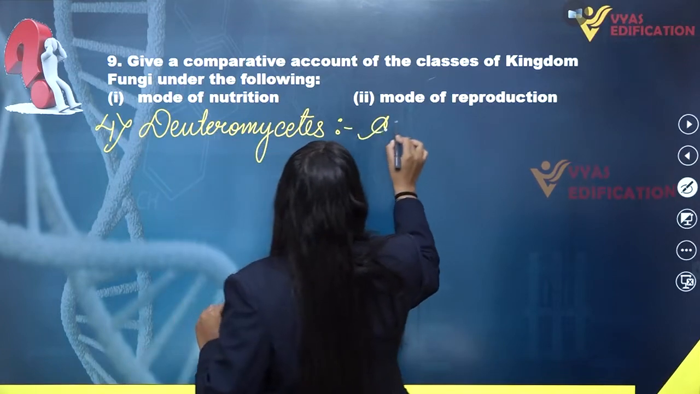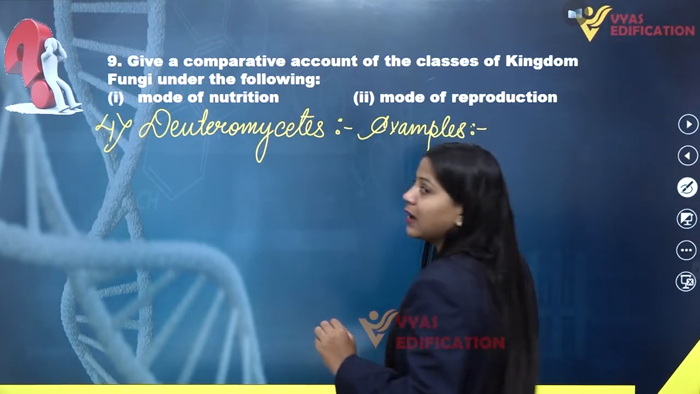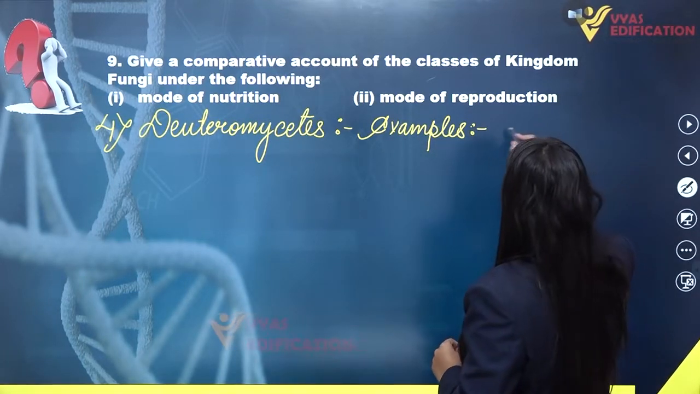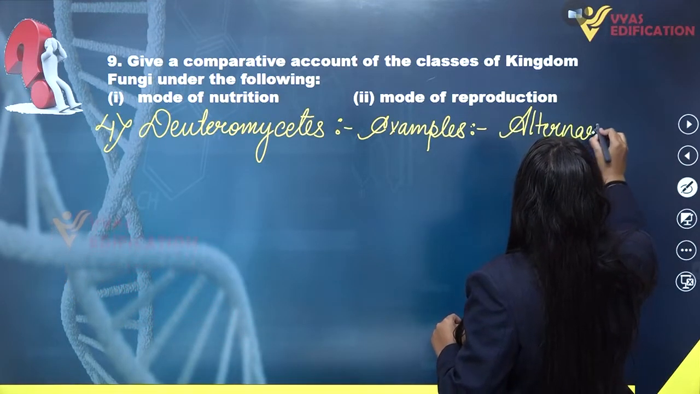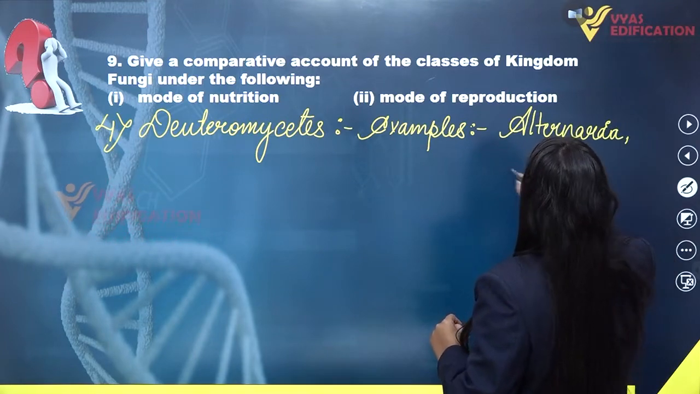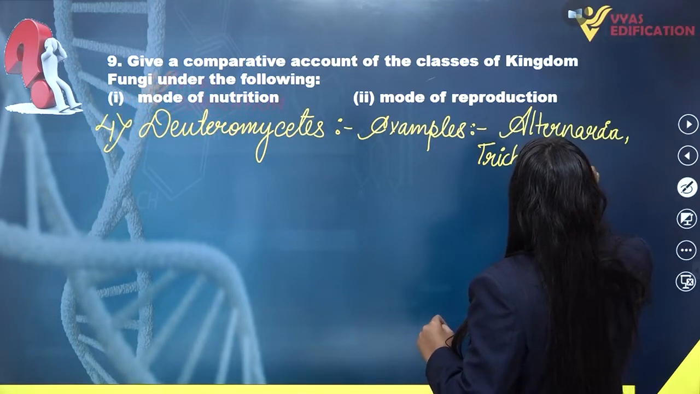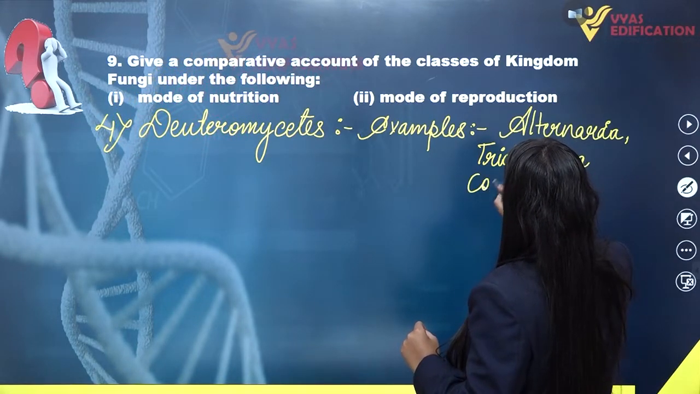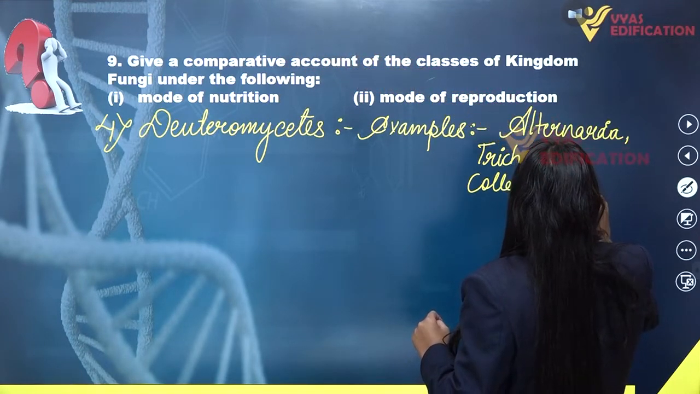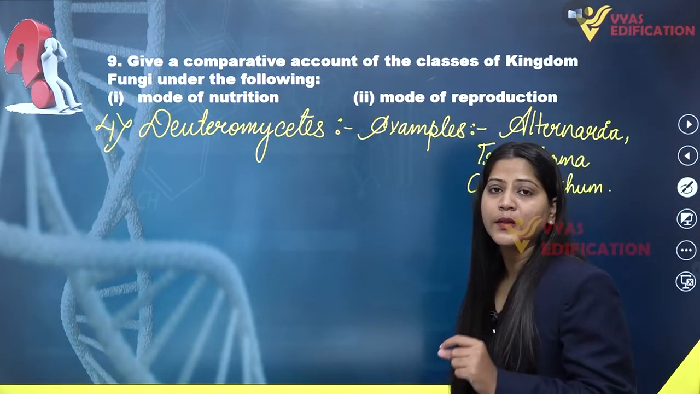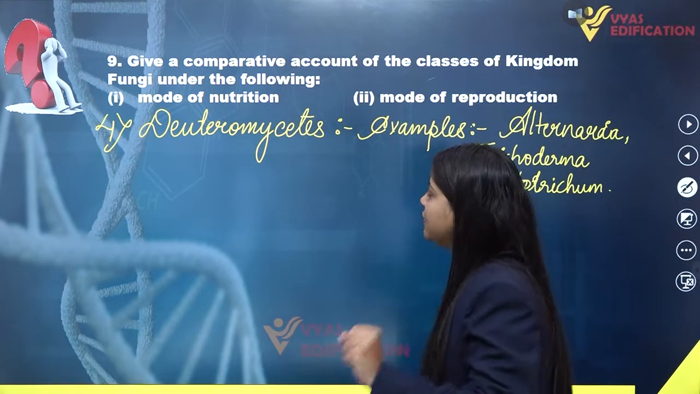First we are going to talk about the examples or the members included in the class of deuteromycetes. First we have Alternaria. Second is Trichoderma, and the last is Colletotrichum. These all three are the members or examples included in the class of deuteromycetes of fungi.